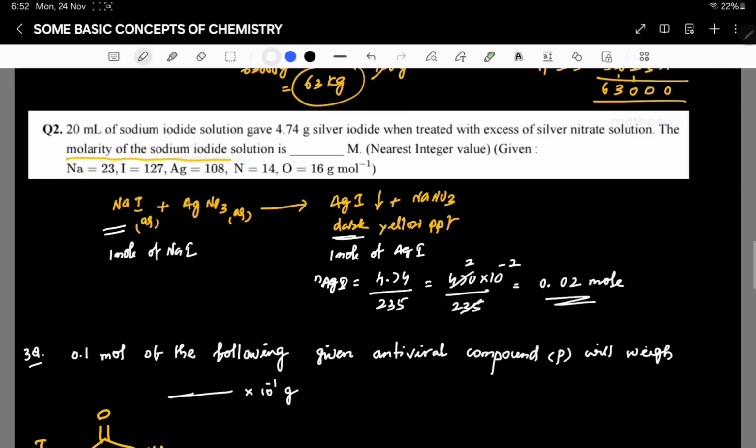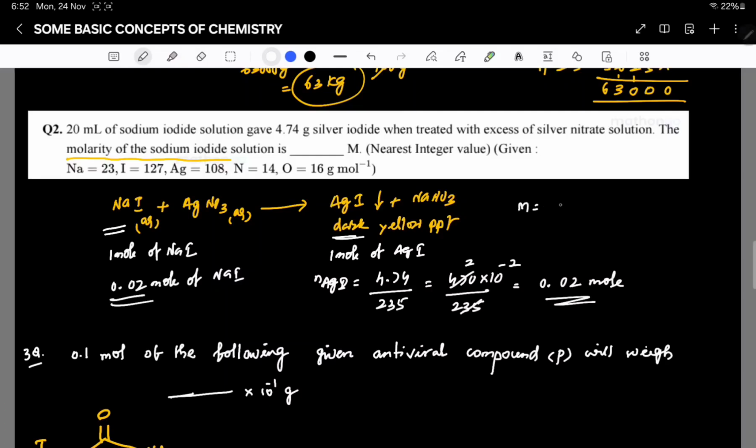From 1 mole to 1 mole, it is also produced from what, student? From 0.02 moles of sodium iodide only. Okay, now we have 0.02 moles of sodium iodide. Moles we know. Then what is being asked, student? It is asking the molarity of sodium iodide.